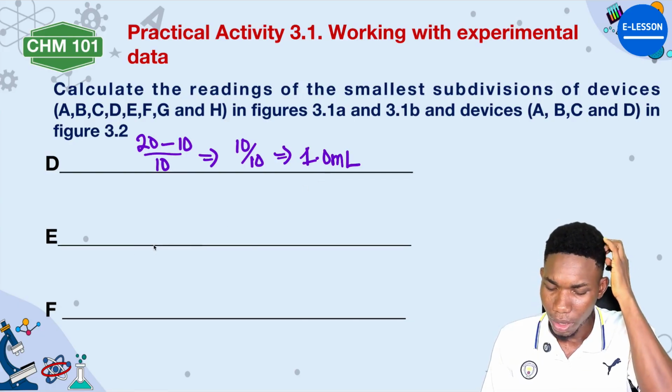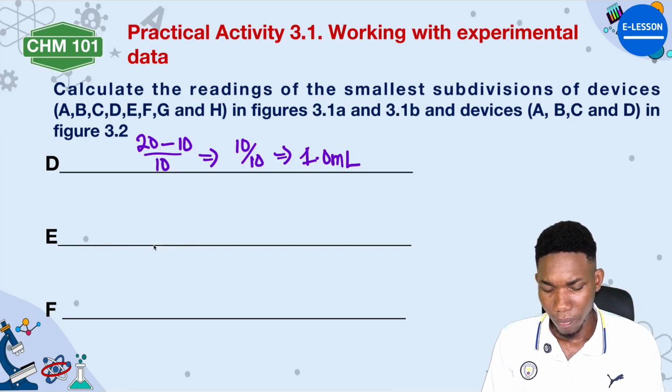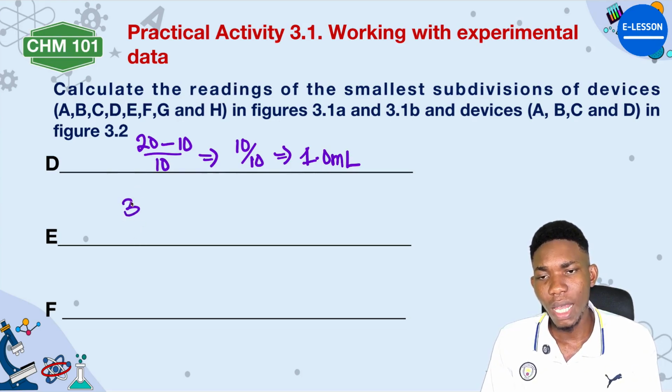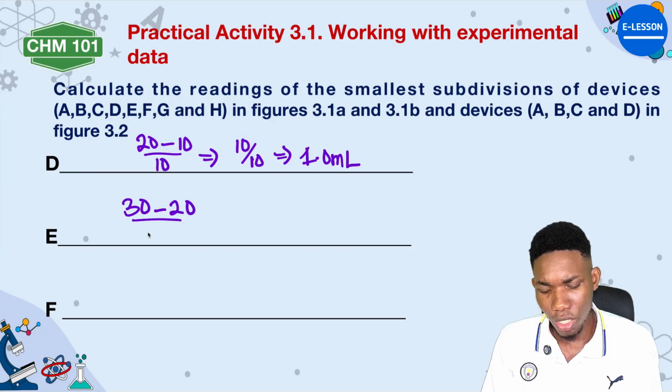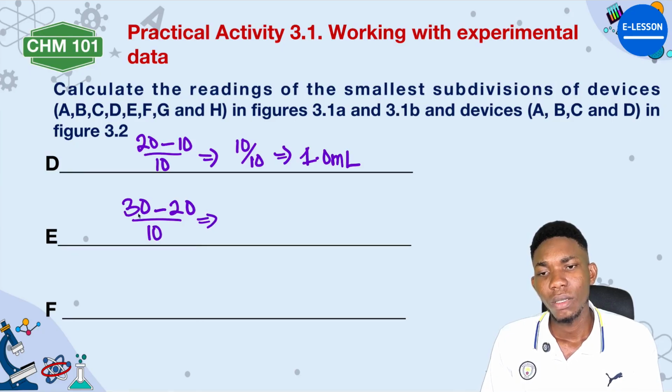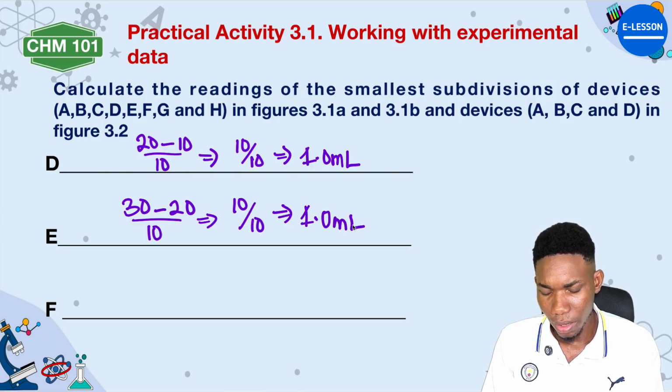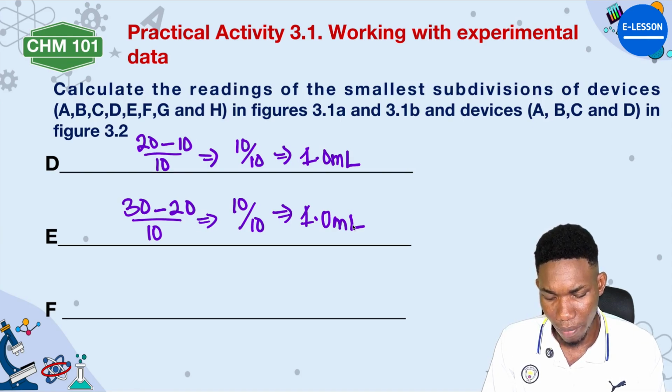Then for E, it is 20, 30, 40. So let us take 20 and 30 and use that one to solve. So it's going to be 30 minus 20, divided by, because if you check, in between each of them is also 10 marks. So everything is divided by 10. 30 minus 20 will give us 10, divided by 10, and that will give us 1.0 milliliter. That is for E. So we can see that E and D have approximately the same thing.